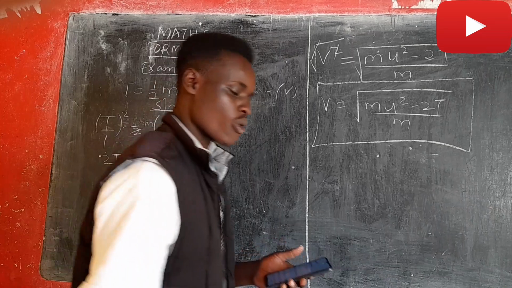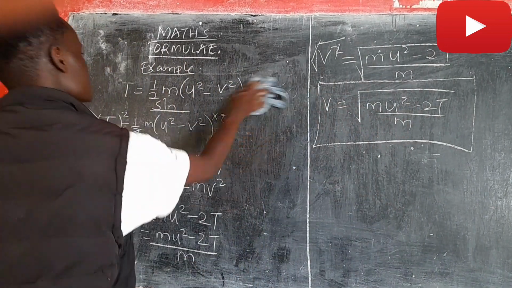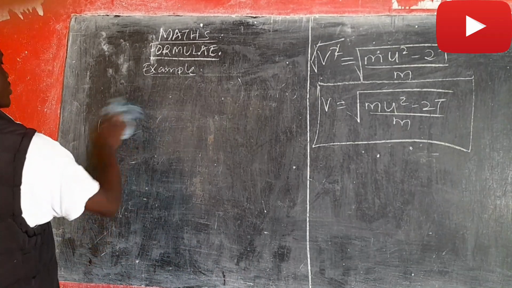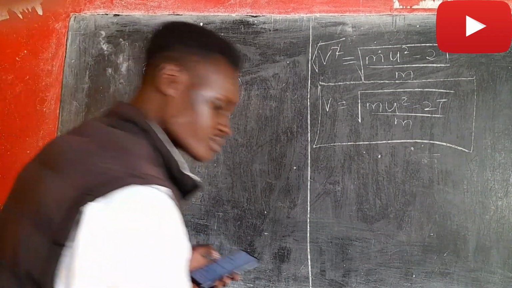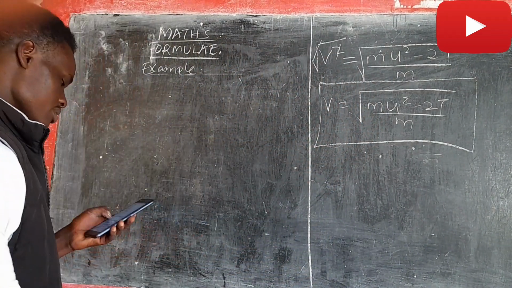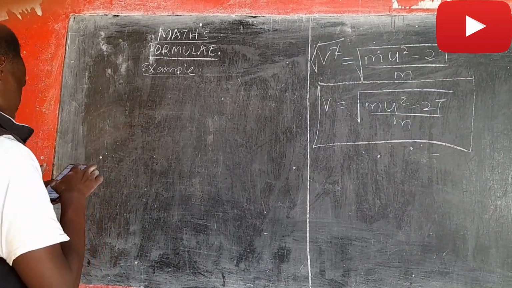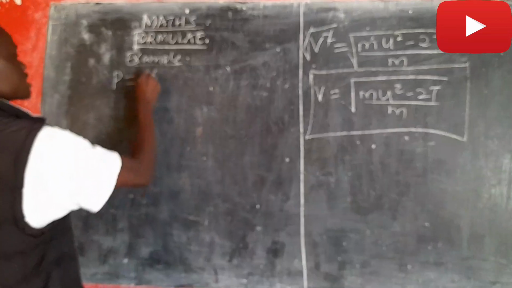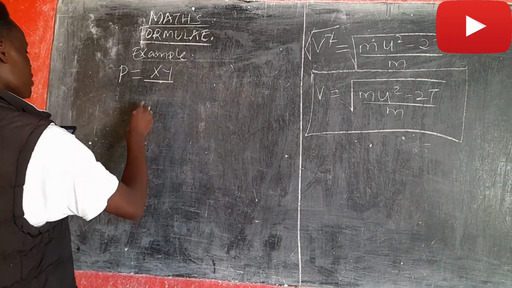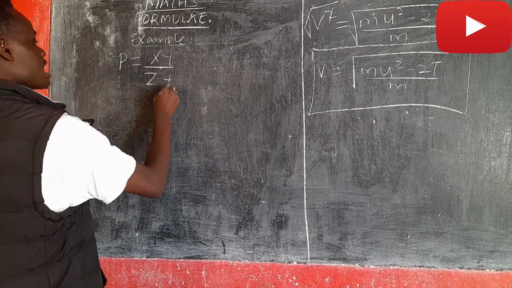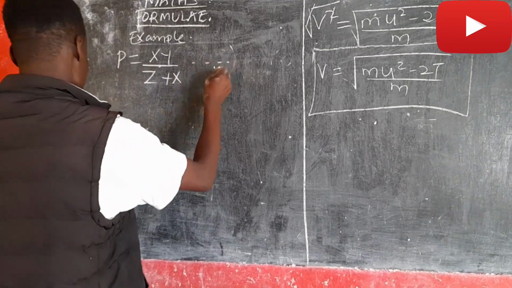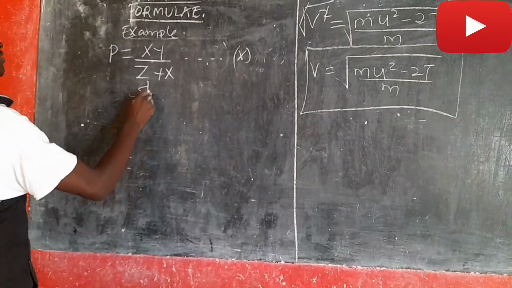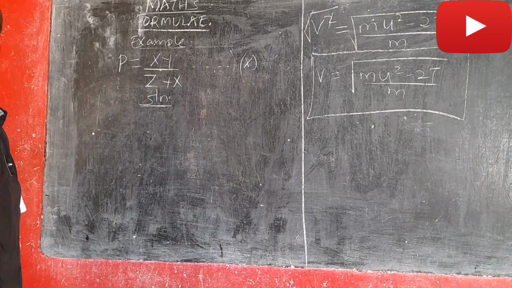One more example, my students. One more example on the same. I think we are doing well and you are following. One more example, which is saying p is equal to xy out of z plus x, and we are told to make x the subject of the formula. And this is what happens.